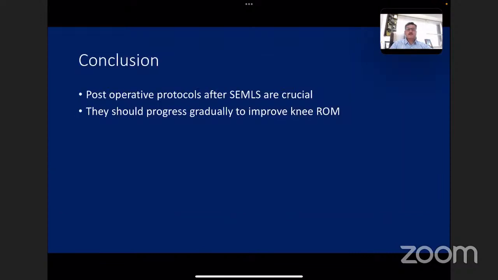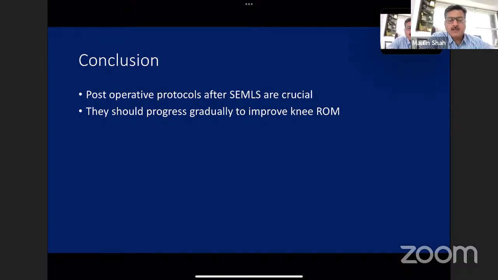The conclusion from this is that post-operative protocols after single event multi-level surgeries are very crucial. After we do a patellar tendon plication or knee flexion deformity surgeries, they have to be progressed gradually to improve the knee range of movement. Any sudden or forceful improvement in knee range of movement might lead to patellar tendon ruptures, which we have seen in this case. So gradual progression to improve range of movement is very important.